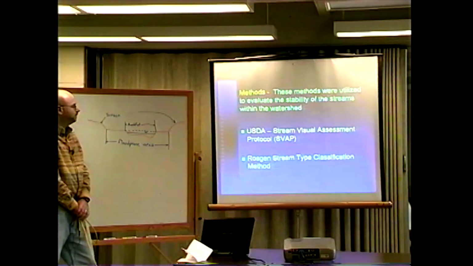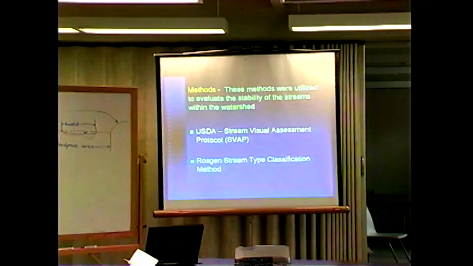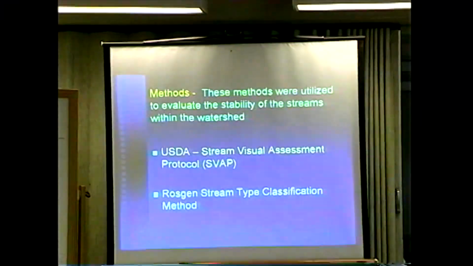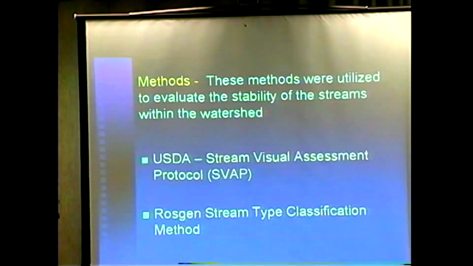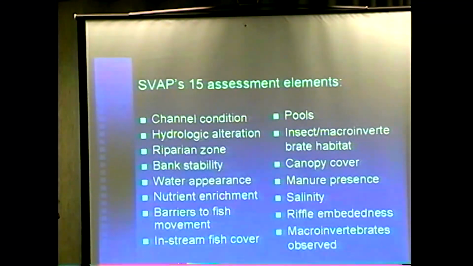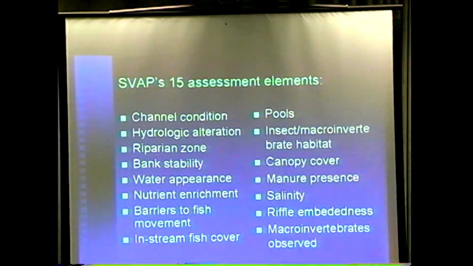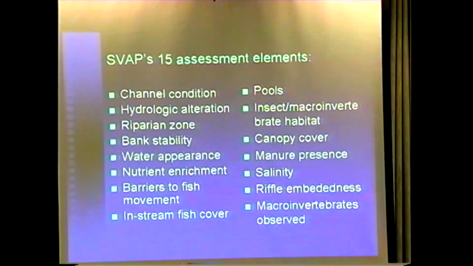Well, we had basically two methods we used when we did the assessment. One was the U.S. Department of Agriculture's Stream Visual Assessment Protocol, and then the Rosgen Stream Type Classification method. I'm not going to go into every one of the assessment elements, but these are the 15 elements: channel condition, riparian zone, bank stability, barriers to fish movement.